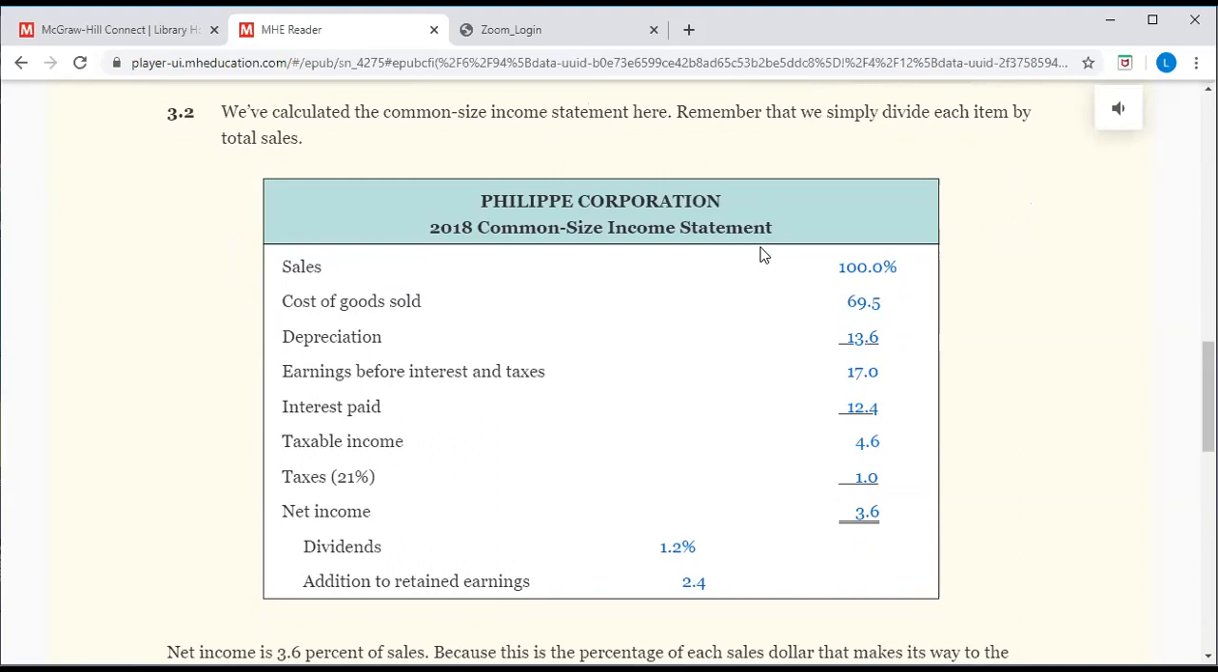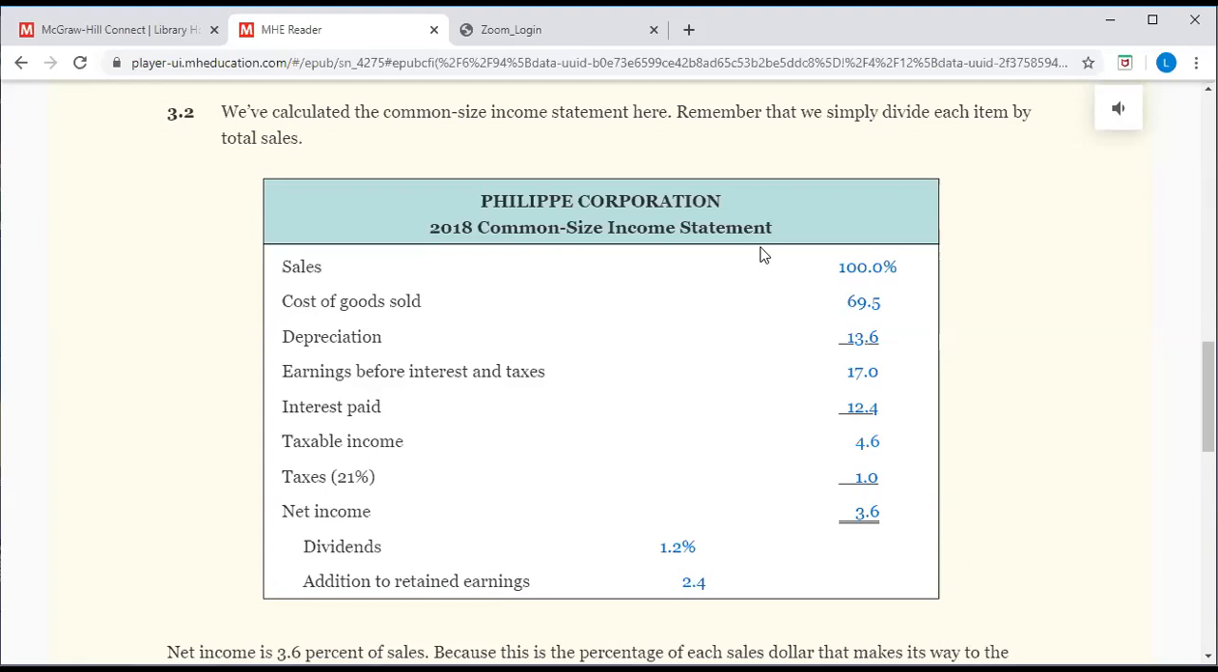Cost of goods sold would be the 2816 divided by the 4053, or 69.5%. Depreciation would be the 550, it's right in your book on page 81, divided by the sales of 4053, giving you 13.6%. Do the same thing with earnings before interest and taxes. Do the same thing with interest paid. Take the dollar amount of each divided by sales.